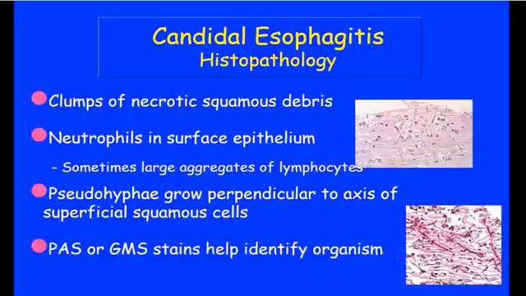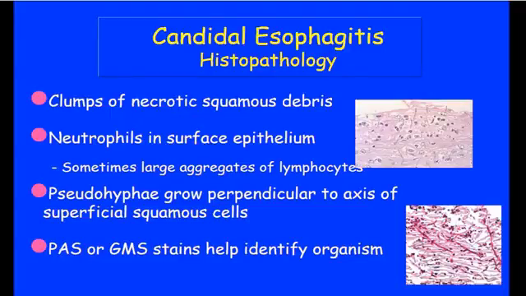What I typically look for in a biopsy are clumps of necrotic squamous cells that have drifted off the main biopsy. They're usually off on the side, the stuff that you typically would ignore, but that's where you're going to find the organisms. Oftentimes there's a little bit of neutrophilic activity in the superficial epithelium. And there are some patients, typically ones with chronic candidiasis, where you'll get big lymphoid sheets of lymphocytes. And I'll show you an example of that.